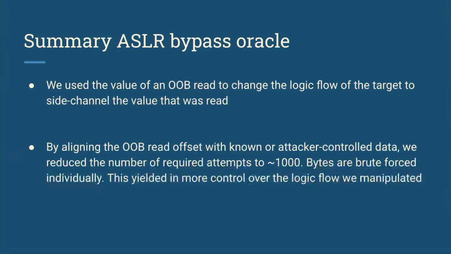By aligning the out-of-bounds read offset, we made it more likely that we can influence the logic or narrow down the possibilities of the value. So in this case, we reduced the number of requests an attacker would have to make to roughly 1,000.